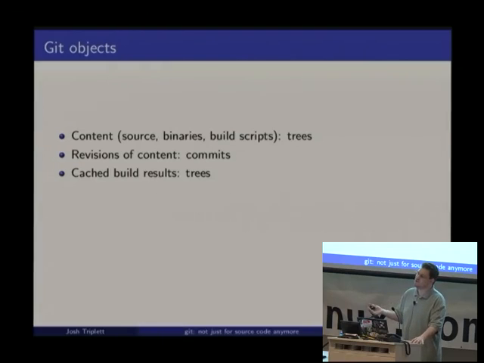And any cached build results you have, if you've run a build before, then you've taken a pile of dependencies and you've taken your build scripts, you've run it, and you've popped out with a tree, because your build result is fundamentally a directory of files.